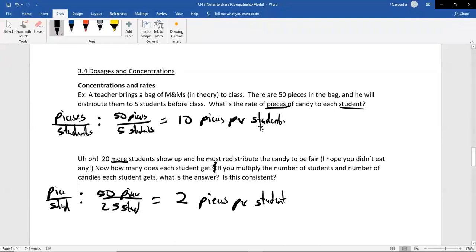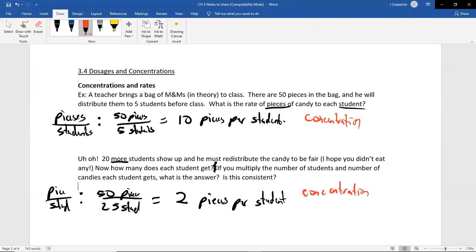Okay. So what's the point of this? What's the point of having some M&Ms, having a small amount of students, giving them, taking them back, then having a large amount of students and redistributing them? This is the idea of a concentration. 10 pieces per student is the concentration of candy to students. This is a concentration with a different population. 2 pieces per student.